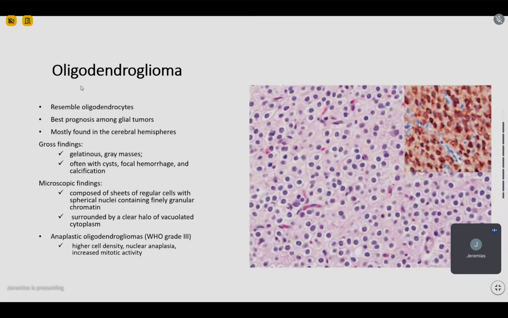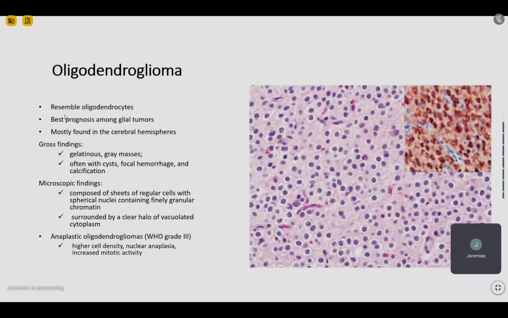Also oligodendroglioma. This one, the most characteristic feature is that it looks like sunny side up eggs arranged side by side. Because the nuclei of the tumor cells are just small blue round cells, surrounded by a clear halo of vacuolated cells. So they really look like sunny side up eggs lined up next to each other.